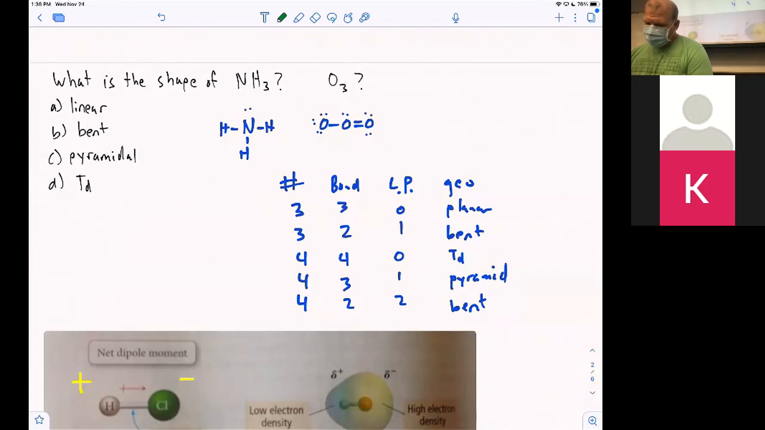So what do you think about ammonia? Is the geometry linear? Is it bent? Is it pyramidal? Yes, it's pyramidal. That is right for ammonia. You are so smart.